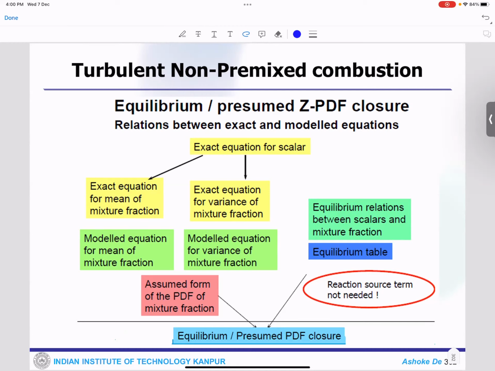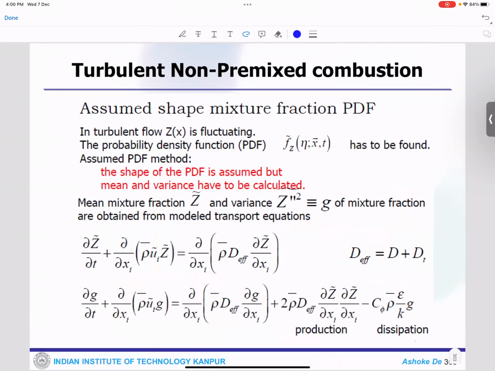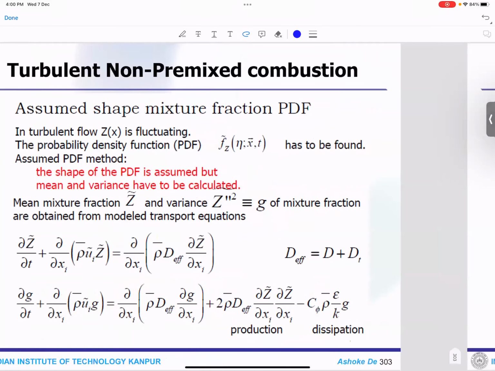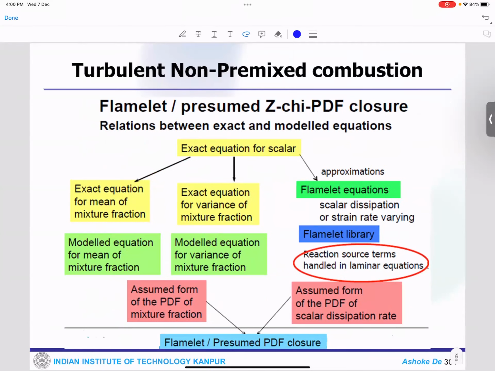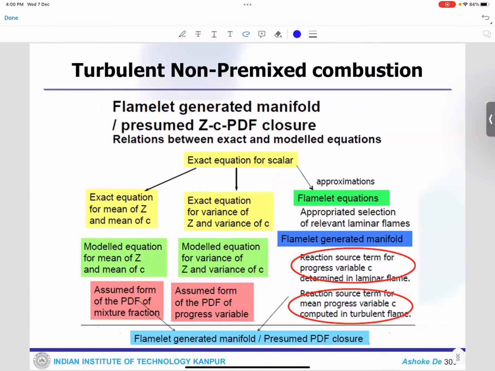This is where you use some sort of a mixture fraction based flamelet equation. Again you use the mixture fraction variance equations and things like that. So you have the exact equation for the scalar, you have a flamelet equation, you have the flamelet library, and you take into account the scalar dissipation rate. This we already talked about. This is called your presumed PDF, which means some sort of an FGM kind of approach.